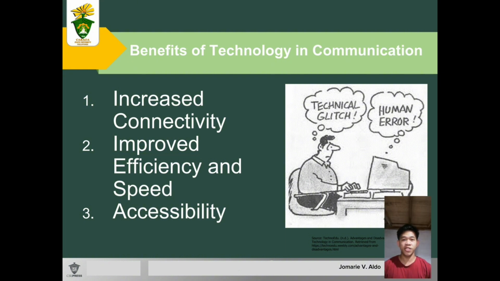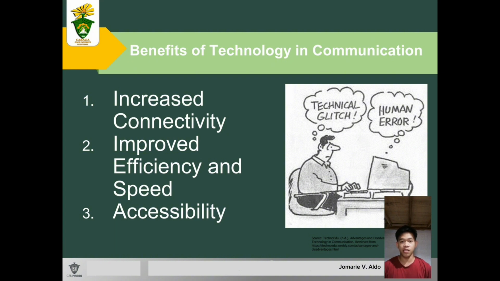Second is improved efficiency and speed. Digital platforms such as emails, instant messaging, and video conferencing allow for rapid communication, which streamlines workflows and reduces the time needed for decision making in both personal and professional contexts. Messages and information are sent and received almost instantly, improving productivity.